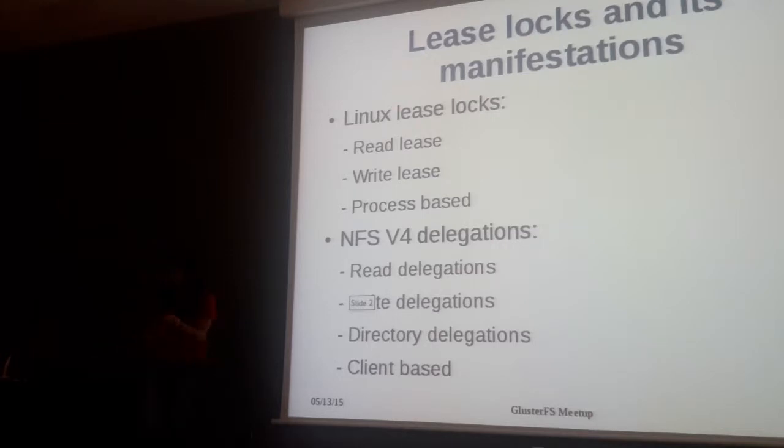Here, leases and their manifestations. Linux supports leases. It supports only two types of leases, read lease and write lease. If a file has a read lease, that means it can cache the read data, but it cannot perform a write. Write lease is an exclusive lease. It's process based. If one of the FDs sends an unlock, it unlocks for the whole of the process.